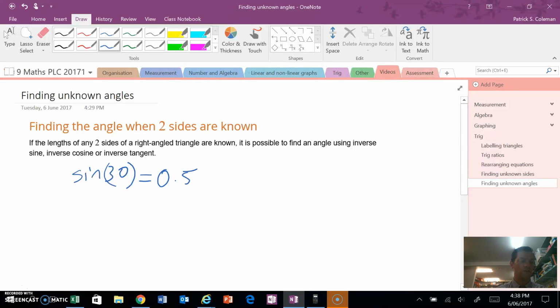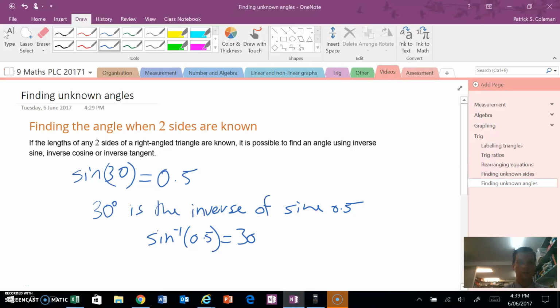So therefore, 30 degrees is the inverse of sine 0.5. Okay, now the way we actually write this is we say inverse sine 0.5 equals 30 degrees.